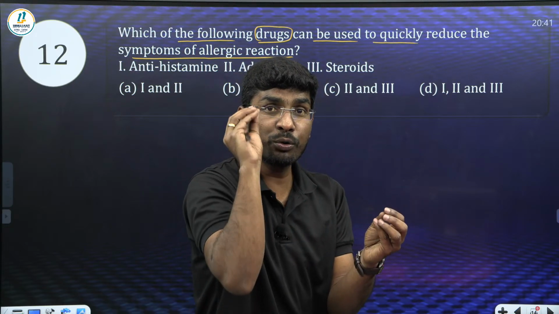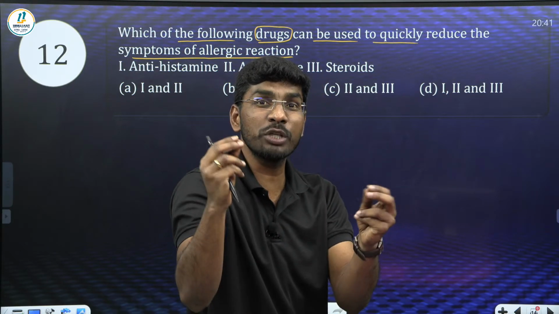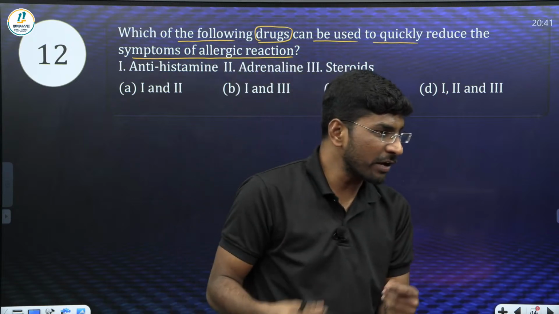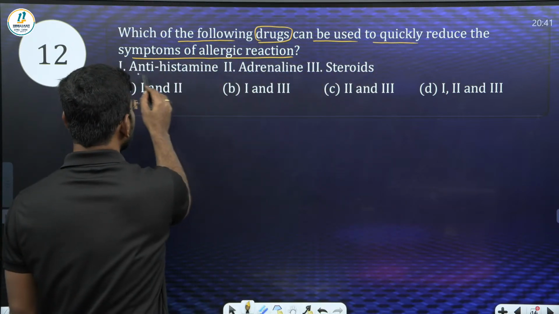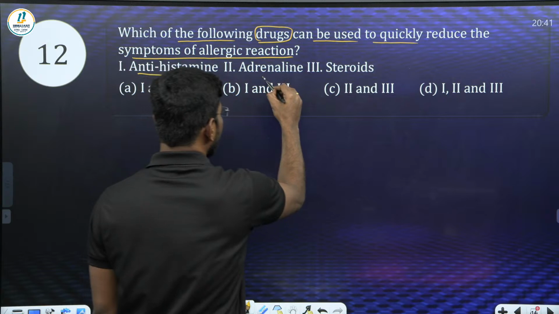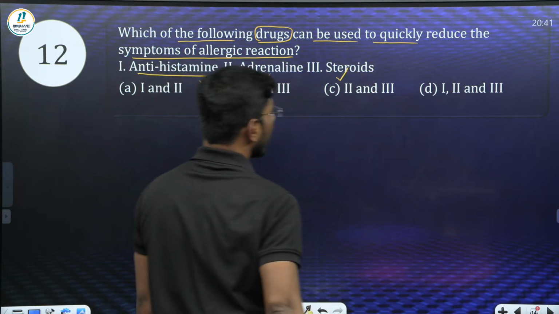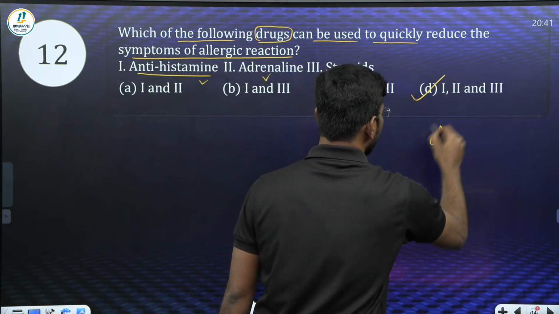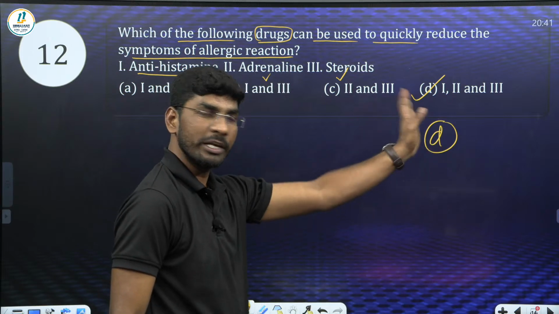So to reduce this symptom, the doctor will give 3 types of drugs. Very good, Sabas. Number 1 is called antihistamine. Yes, antihistamine, adrenal, and also what? Steroid. So answer is what? Option 3. Remember, simple question, very easy question.